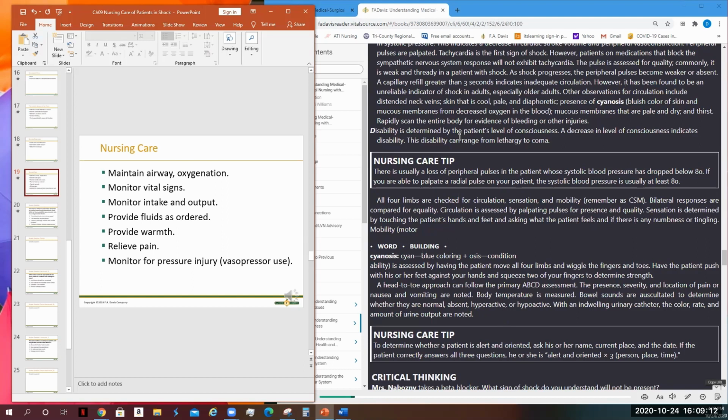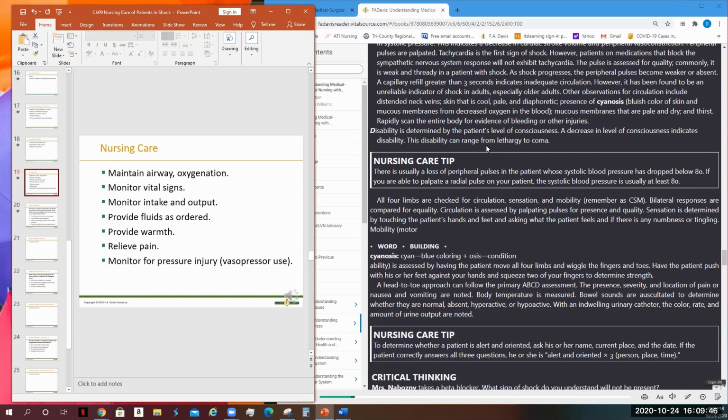Nursing care tip. There is usually a loss of peripheral pulses in the patient whose systolic blood pressure has dropped below 80. If you are able to palpate a radial pulse on your patient, the systolic blood pressure is usually at least 80. All 4 limbs are checked for circulation, sensation, and mobility. Remember as CSM: circulation, sensation, mobility.